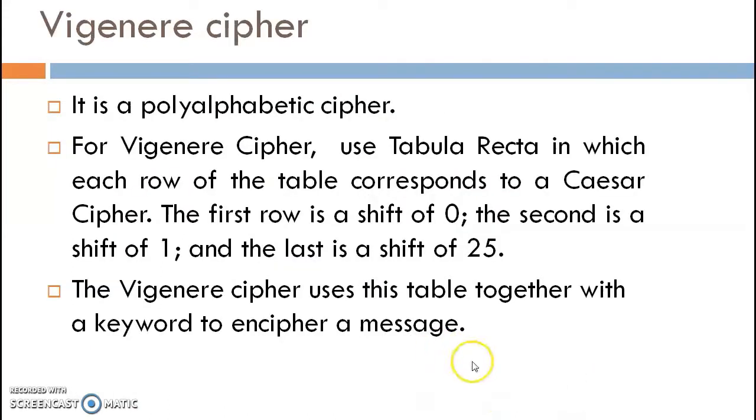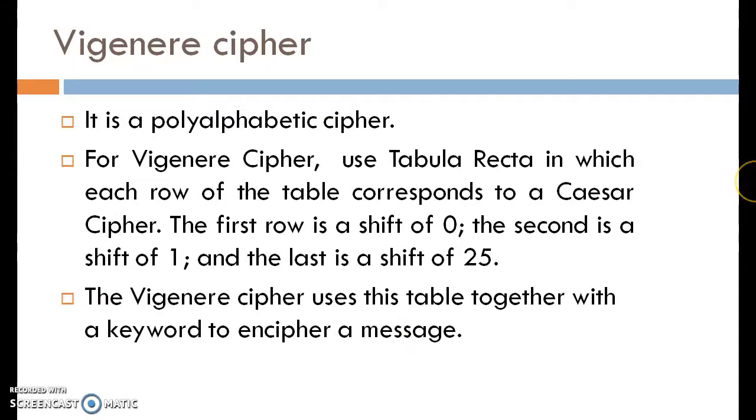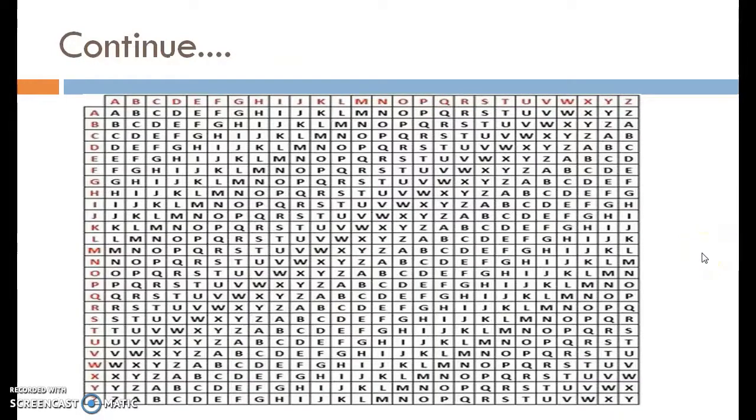Now the Vigenère cipher. It is a polyalphabetic cipher, which means there is a one-to-many or many-to-one kind of relation. In the Vigenère cipher, we first have to make the Vigenère table, like this. This is a Vigenère table.